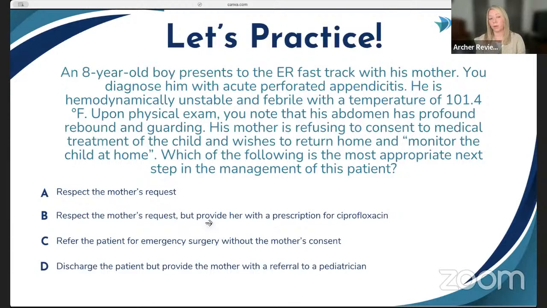A, do you respect the mother's request? Or B, respect the mother's request but provide her with a prescription for ciprofloxacin? C, do you refer the patient for emergency surgery without the mother's consent? Or D, discharge the patient but provide the mother with a referral to a pediatrician? I'll give you a second to decide.